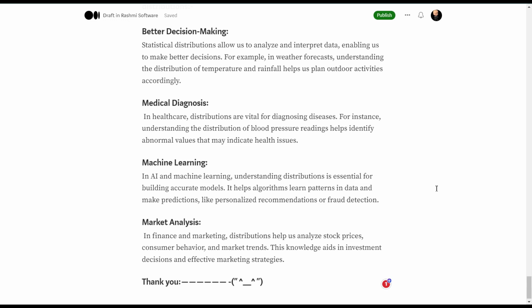Market analysis means if you have knowledge, you can check all the information about the market at home. What is the behavior of consumers, what are the stock prices, what is the rate of our product in the market, and all the information related to market analysis you can know at home if you have knowledge about it. Without knowledge you cannot take a decision. This knowledge aids investment decisions and effective marketing strategy.